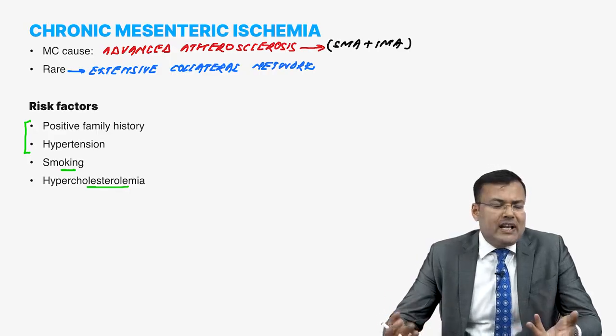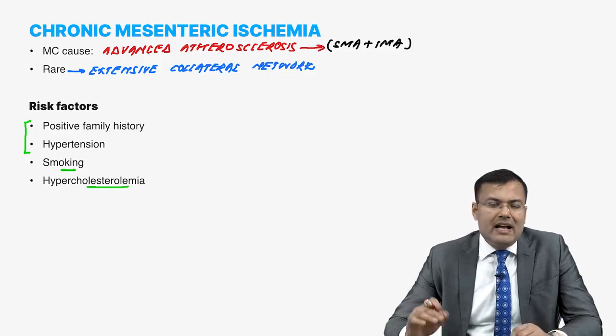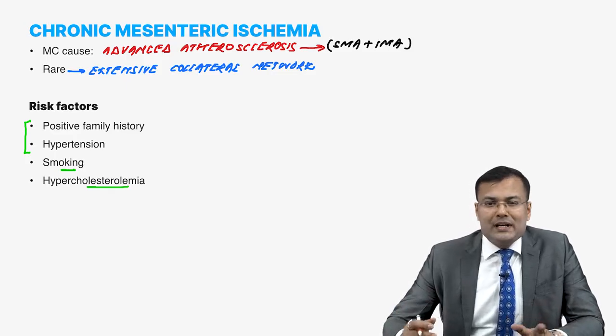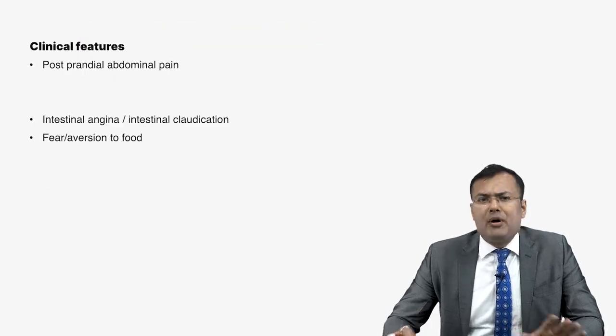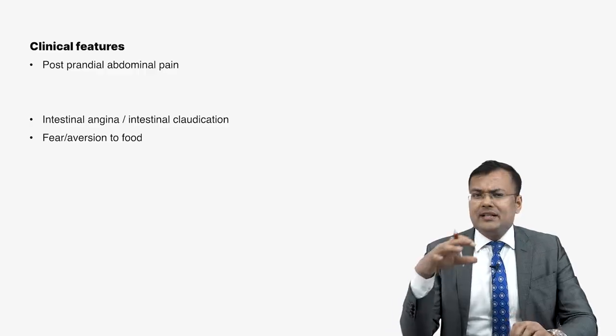You know, smoking and hypercholesterolemia, these are the risk factors for atherosclerosis also. And that's why these are the risk factors for chronic mesenteric ischemia. Now, what is the problem? It's chronic mesenteric ischemia, right?